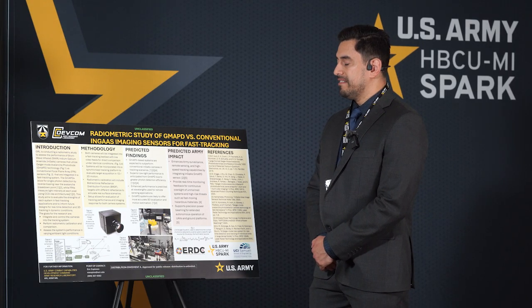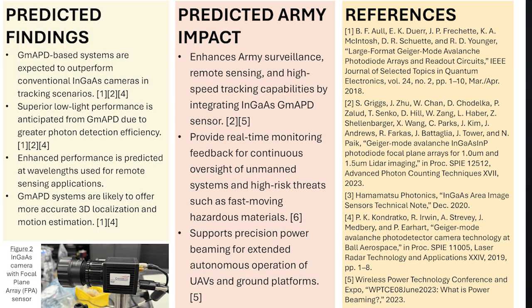So our predicted finding, since the current research is still ongoing, is that the GmAPD-based system is expected to perform better than the InGaAs camera sensor. It's expected to outperform in both low light settings and general detection. And the enhanced performance at any predicted wavelength is supposed to allow for better applications in the GmAPD. And also, the GmAPD is likely to offer more accurate 3D localization than the InGaAs sensor, along with better motion estimates.